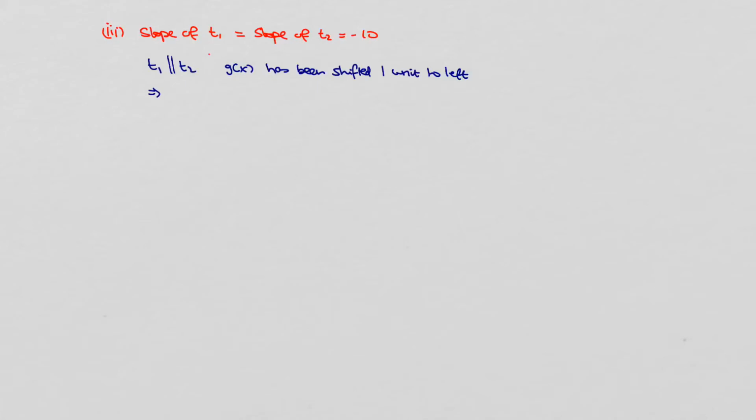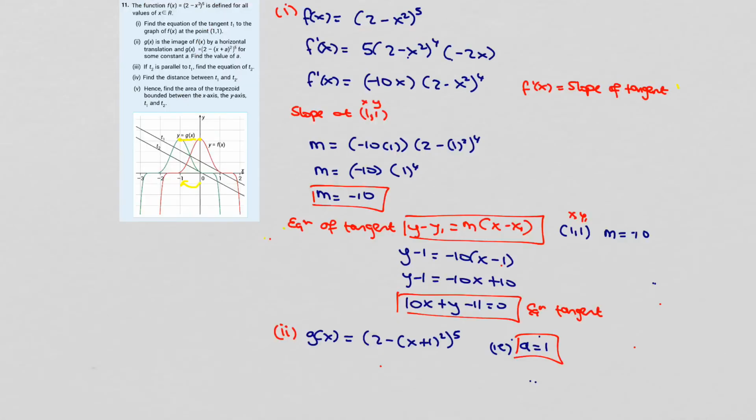well then that means that the corresponding point, if we go back to the question, if we look at part 2, it said find the equation of the tangent t1 at the point 1, 1. Well, if g of x is the f of x graph shifted by 1 unit to the left, then this point 1, 1 has also shifted 1 unit to the left. In other words, this point here on my graph, I've marked it in red. Well, it was 1, 1, and if it's shifted 1 unit to the left, that must be 0, 1.